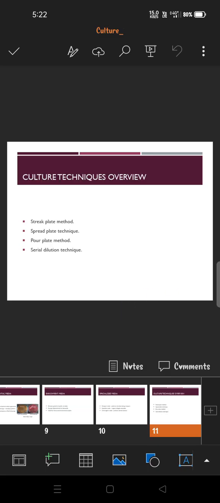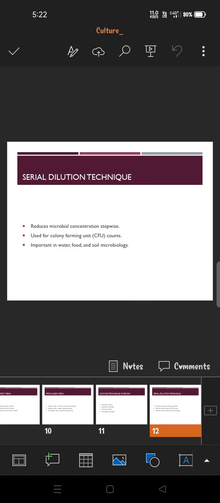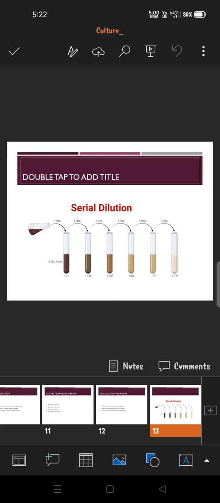Culture techniques overview. The most common techniques are streak plates, spread plates, pour plates and serial dilution. The serial dilution technique reduces the microbial concentration stepwise and is used for colony forming unit counts. It is very important in water, food and soil microbiology. This picture shows how to serially dilute 1 gram of soil.